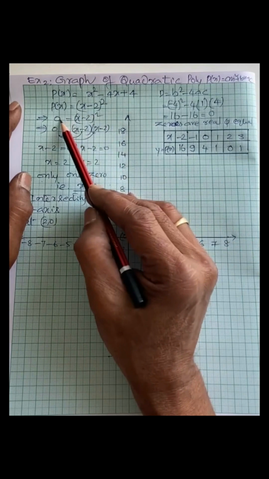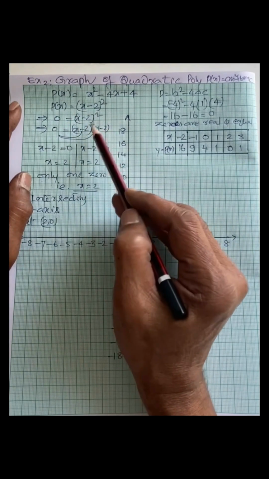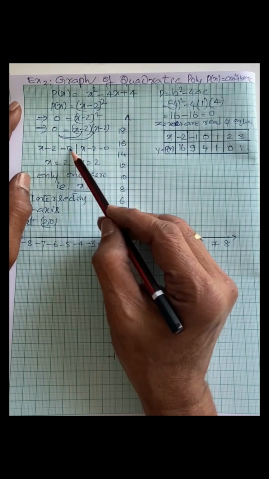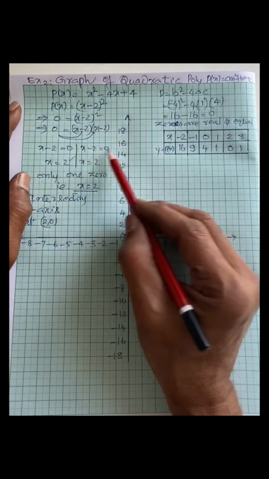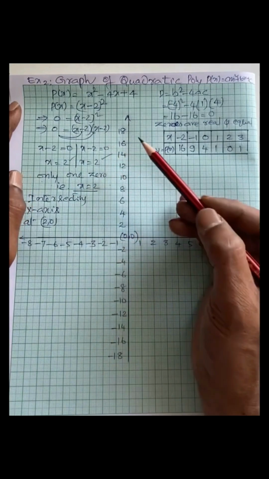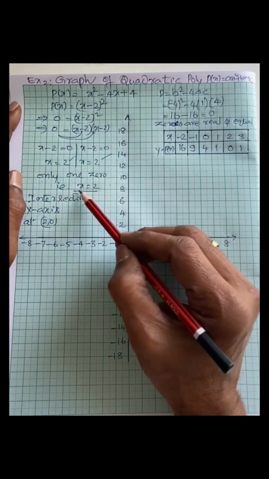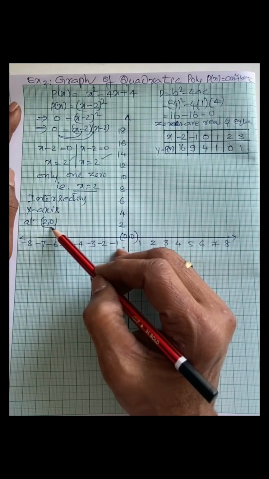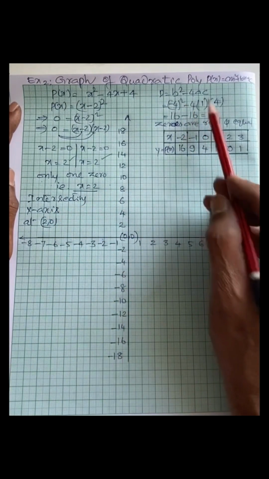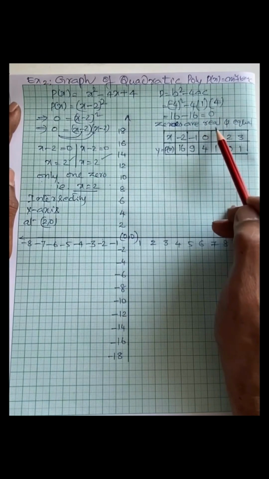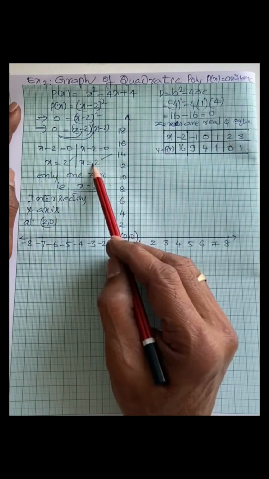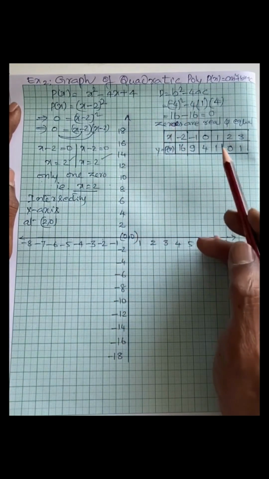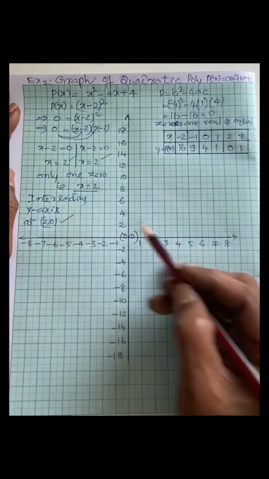See, p of x is equal to 0. x minus 2 whole square, x minus 2 into x minus 2 is equal to 0. x minus 2 is equal to 0, x is equal to 2. Only one zero we have, that is x is equal to 2, intersecting x-axis at 2, 0. Because b square minus 4ac we got 0, zeros are real and equal zeros. The graph of this parabola touches x-axis at only one point, that is 2, 0.